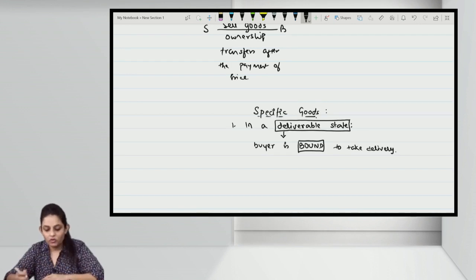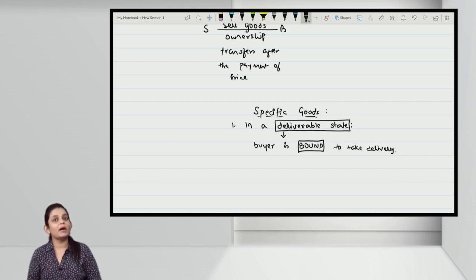If the specific goods are in a deliverable state, when will the ownership transfer? First of all, deliverable state is where the buyer is bound to take the delivery of the goods. So, when will the ownership transfer? Let us take a case. You go to the bookstore and you select 50 books.